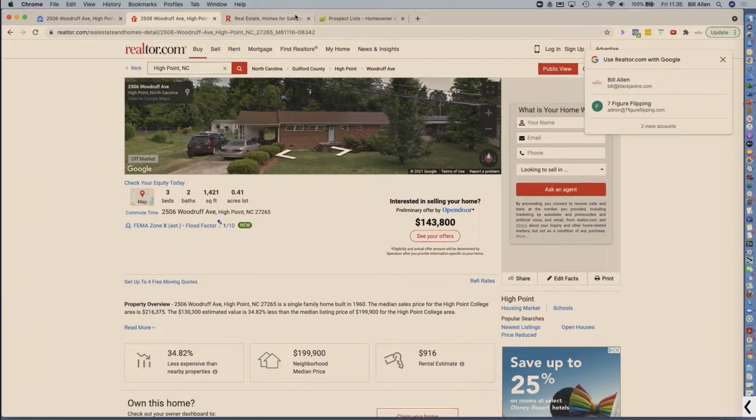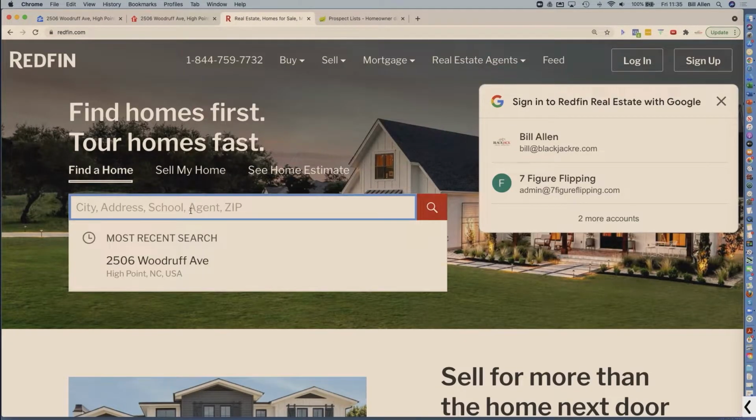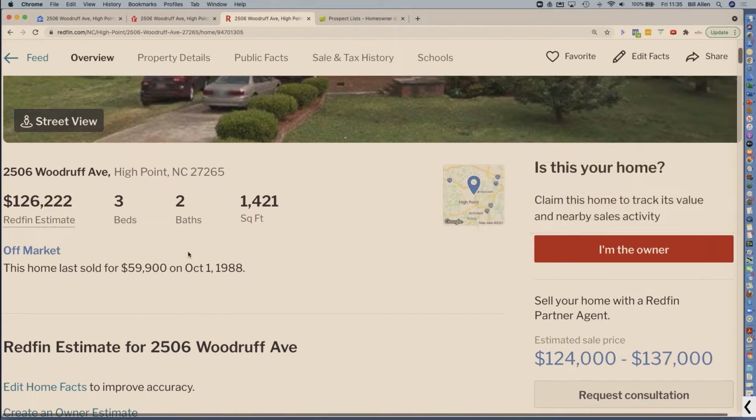All right, now I'm going to go to Redfin, and I'm going to type in Woodruff, and their estimate is $126,222, and that's Redfin. And it also says this house was last sold in 1988 for $59,900. Usually I'd get that from the county records, so I'd go to the county, and we'll probably do that today, see if I can find it. Estimated sales price, they're showing between $124,000 and $137,000. I'll just write that down also, just to get some idea, get some information, right? I'm going to write down 3-bed, 2-bath, $1,421.